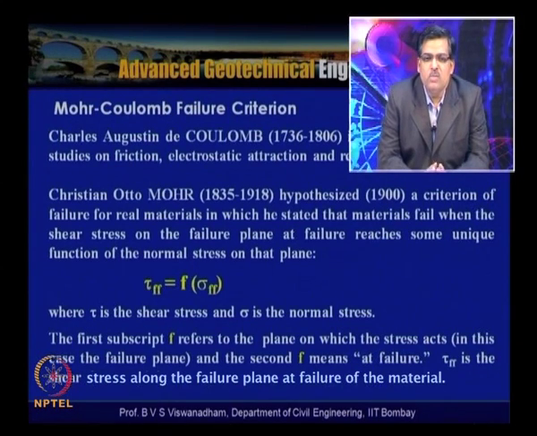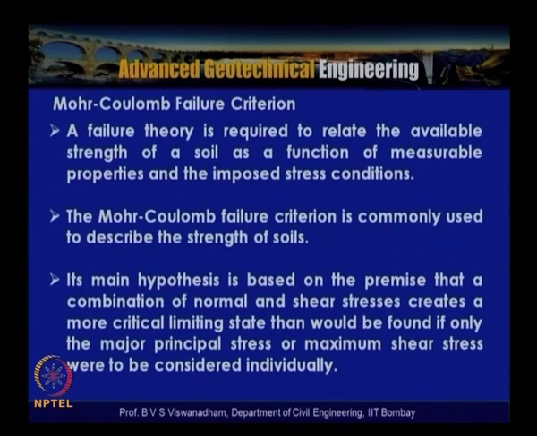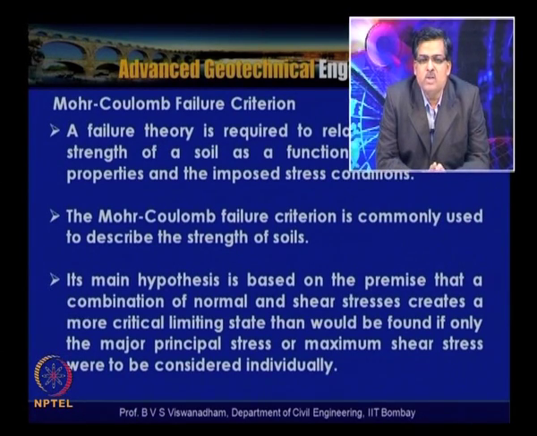So, these are the earlier hypotheses which were put forward, and a failure theory basically is required to relate the available strength of a soil as a function of measurable properties and imposed stress conditions. So, the Mohr-Coulomb failure criterion is commonly used to describe the strength of soils, and its main hypothesis is based on the premise that a combination of normal and shear stress creates a more critical limiting state than would be found if only the major principal stress or maximum shear stress were to be considered individually.